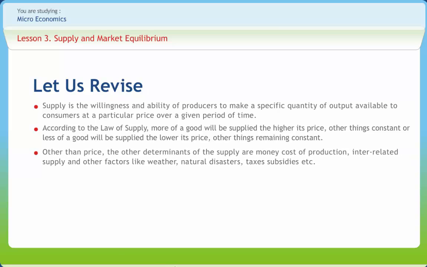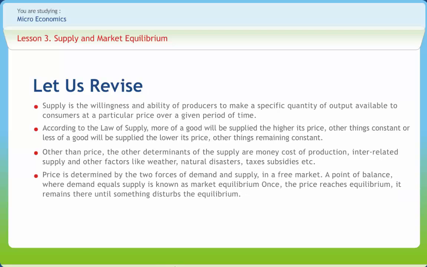Other than price, the other determinants of the supply are money cost of production, interrelated supply, and other factors like weather, natural disasters, tax subsidies, etc. Price is determined by the two forces of demand and supply. In a free market, a point of balance where demand equals supply is known as market equilibrium.